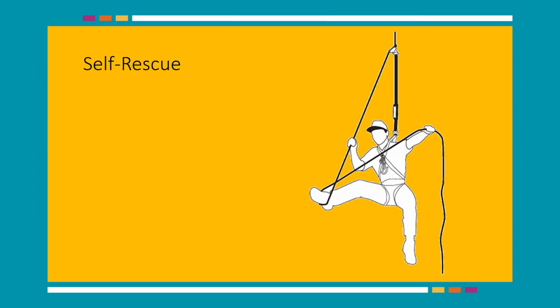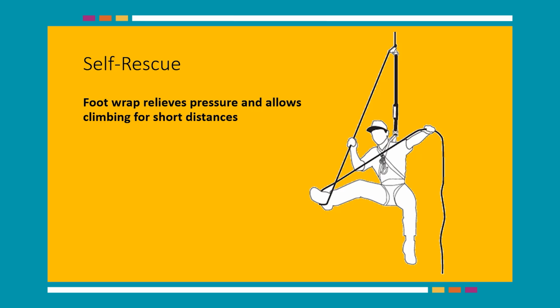A personal fall arrest system can save your life if you fall, but your harness won't hold you comfortably while you're suspended. If you can't relieve the pressure it exerts on your legs, which constricts blood flowing back to your heart, you could lose consciousness. The foot wrap will relieve the pressure and allow you to climb up or down for short distances.